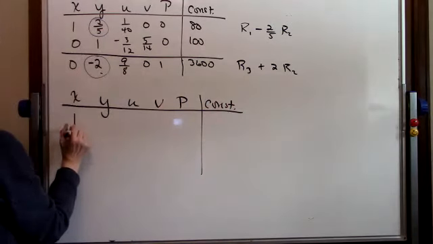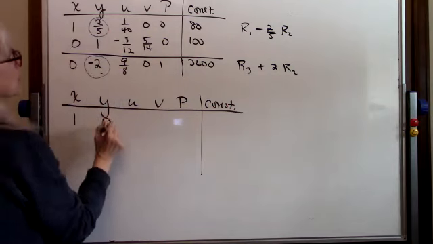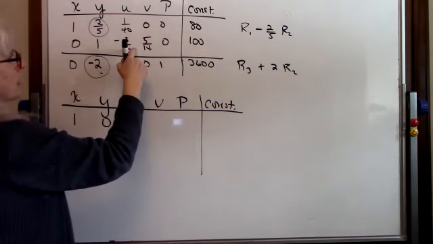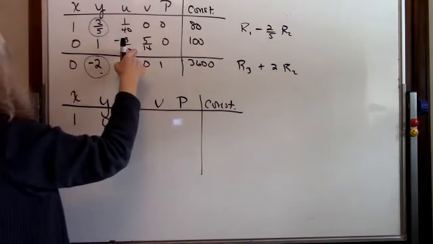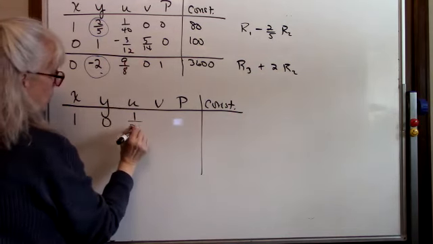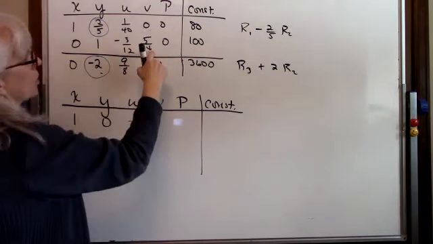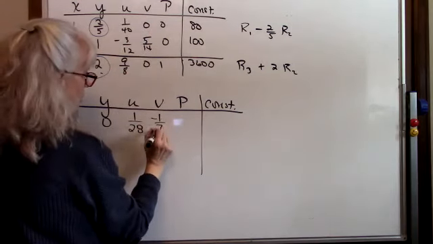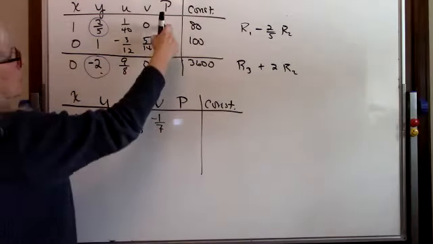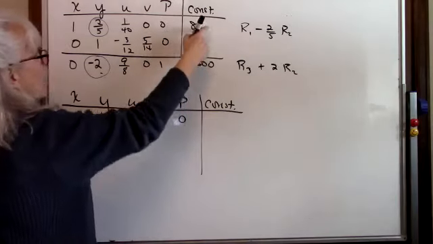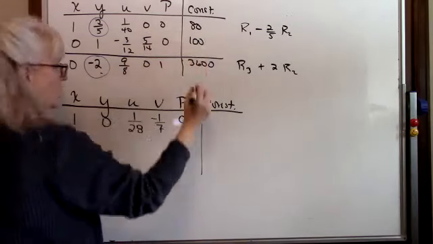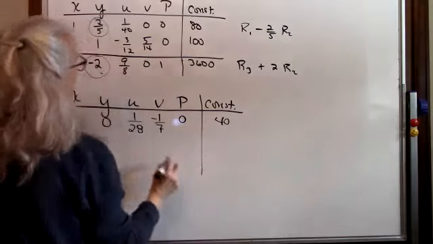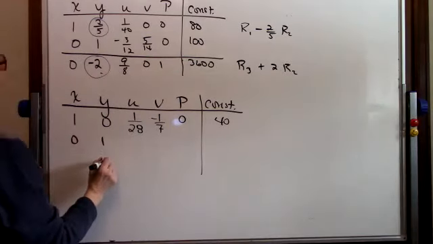So that's going to give me a 1. 2/5 minus 2/5 is 0. I have 1/40 minus 2/5 times that negative 3/112. That's going to give me 1/28. I have 0 minus 2/5 of 5/14, which is a negative 1/7. And we have 0 minus 0, which is 0. We now have 80 minus 2/5 of 100, which comes out to be 40. The second row is fine the way it is.